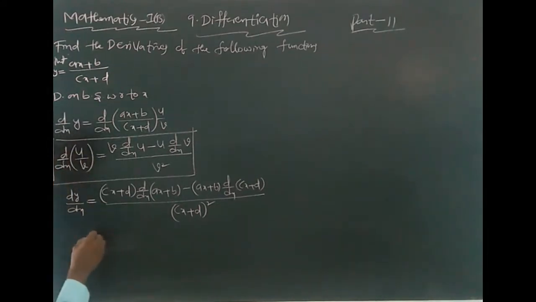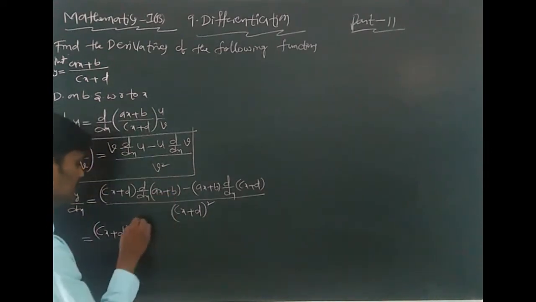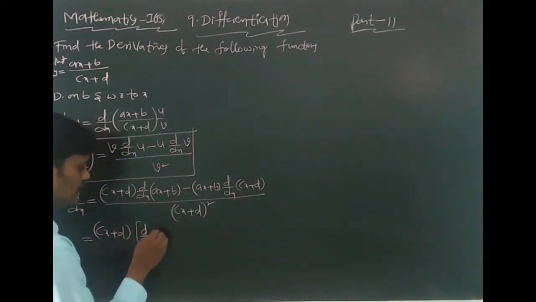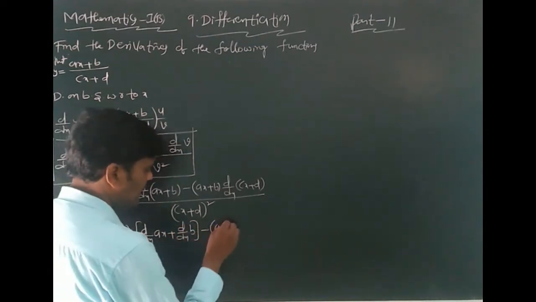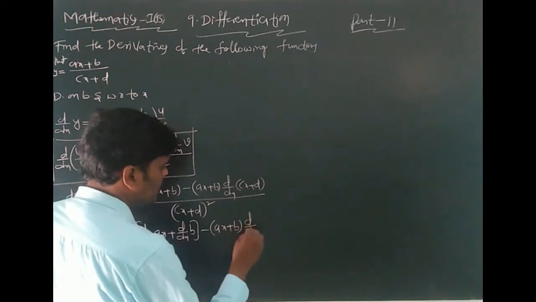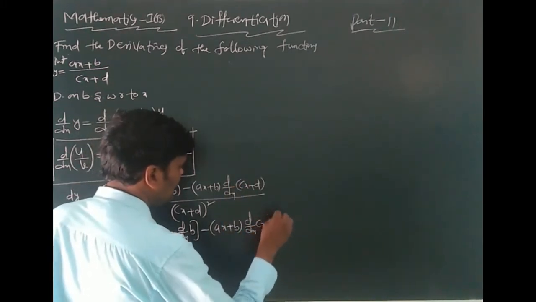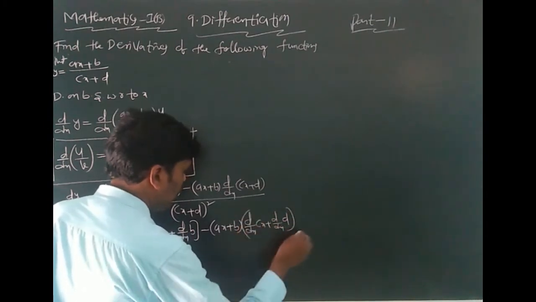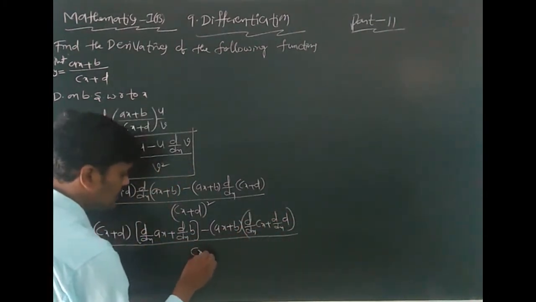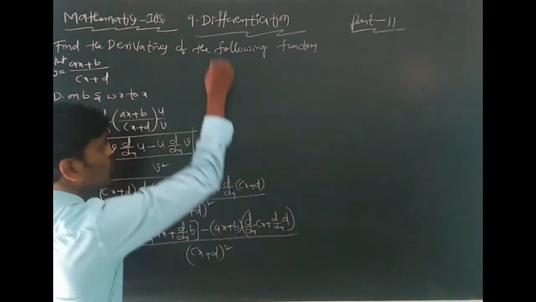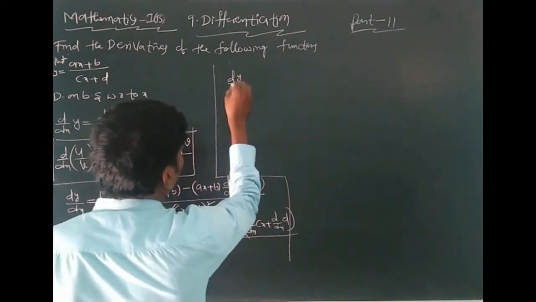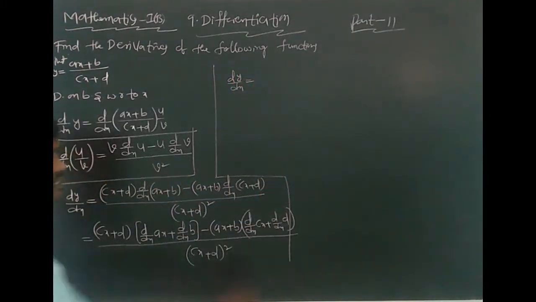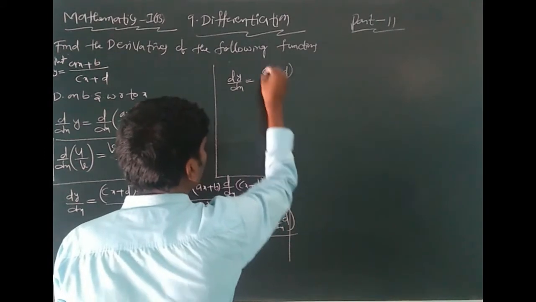After that, (cx + d) into the derivative of ax plus the derivative of b, minus (ax + b) into the derivative of cx plus the derivative of d, all by (cx + d) whole square. After that, you can write dy by dx is equal to, with (cx + d) similar.